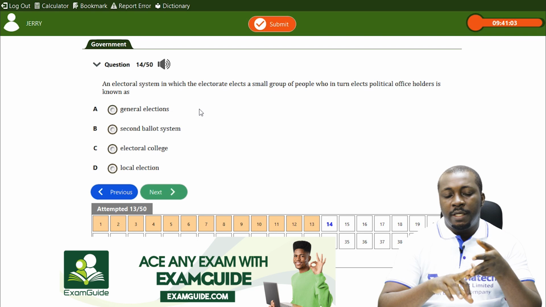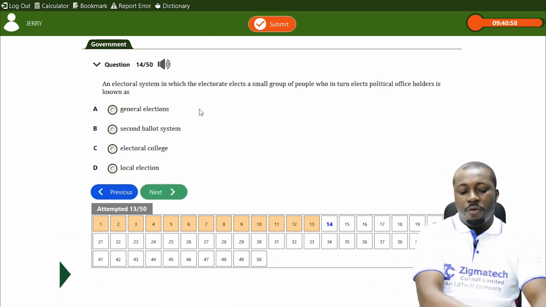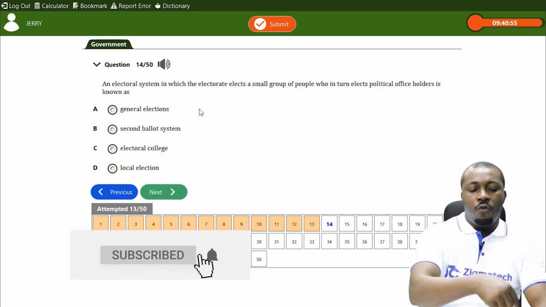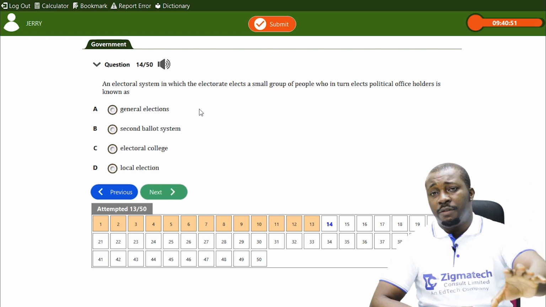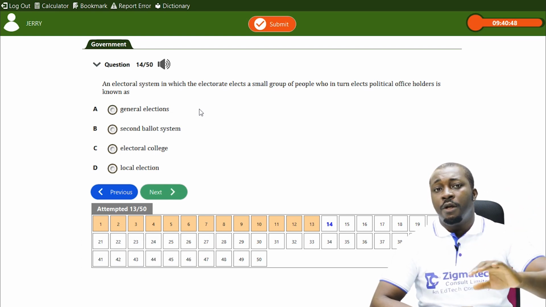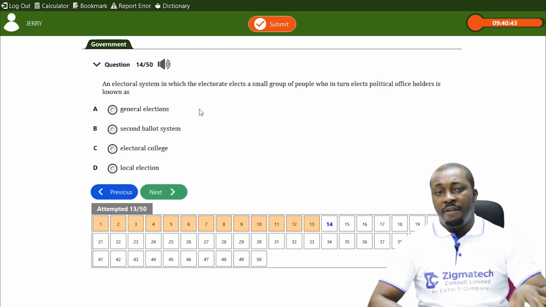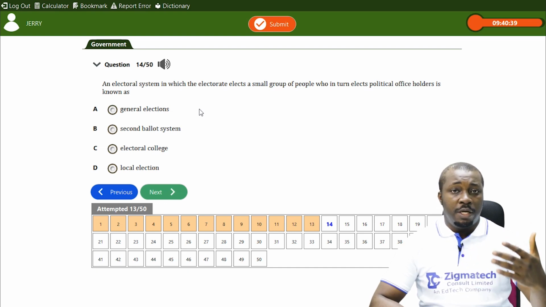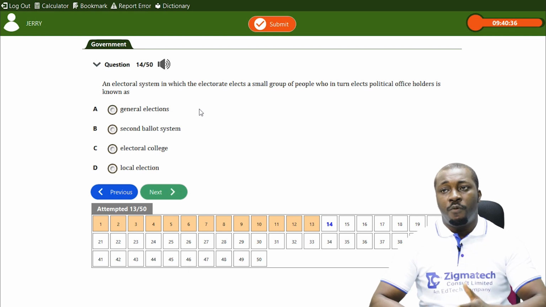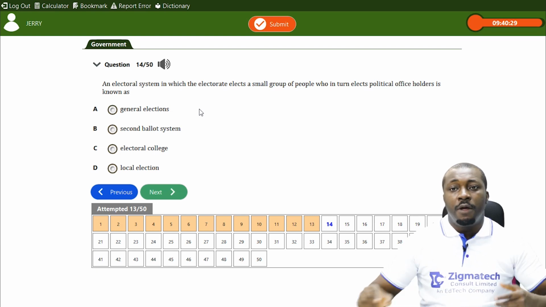We have indirect election, where citizens vote for a group of people called electoral college, who will in turn vote for the representatives of the people, which is indirect election. We also have by-election, where election is held to fill a vacant seat in the parliament. Of course, we also have the second ballot system, where there is no winner in an election, and you hold a second ballot system for a winner to be declared.